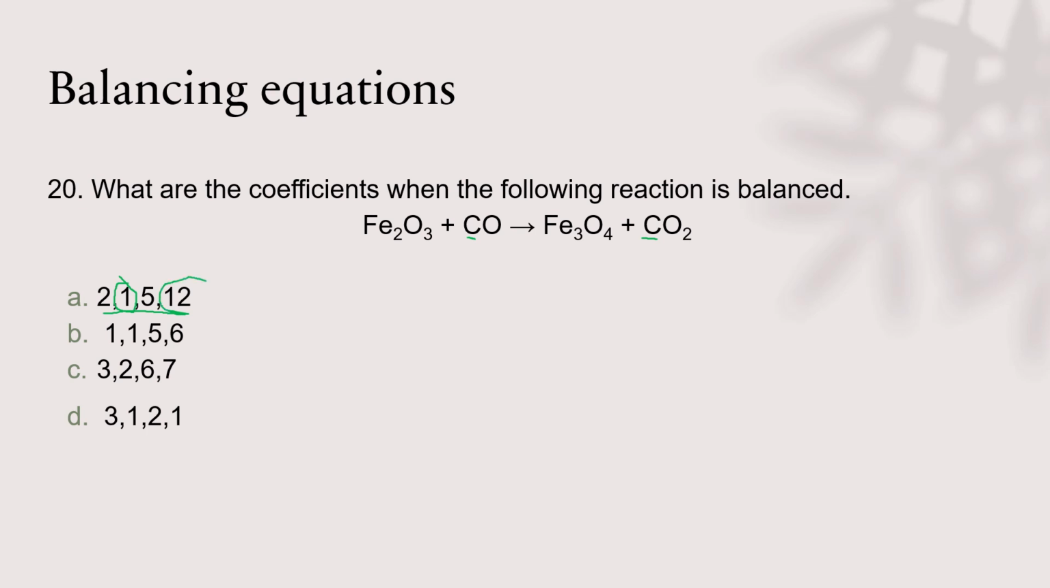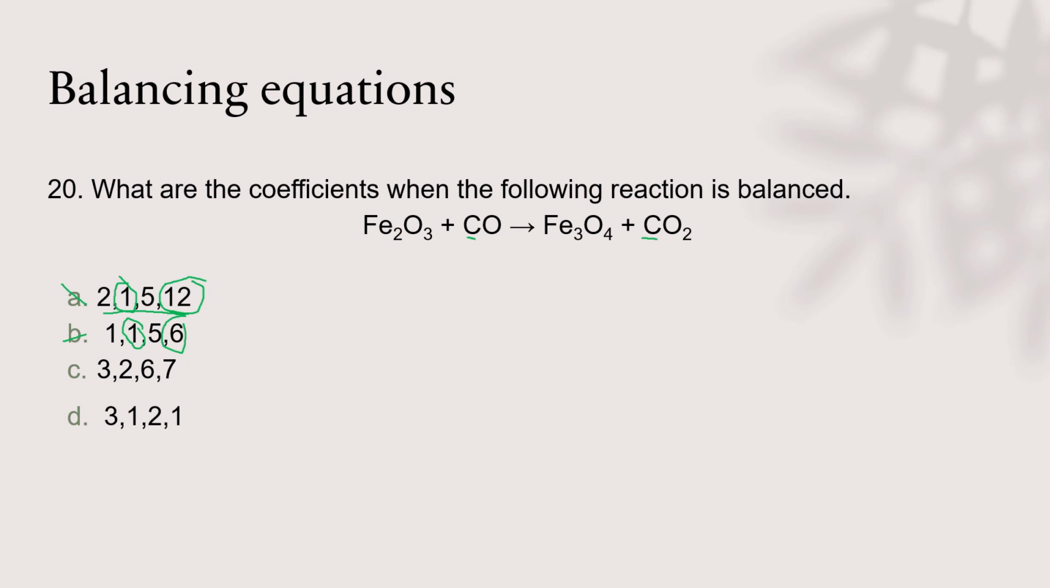That's not going to work for us because that means we'll have 1 carbon on the reactant side and then 12 on the product side. So that's definitely not the answer. Moving to choice B, we have 1 carbon on the reactant side, 6 carbons on the product side. That's also not going to work, right? They have to be equal to each other. So we need the second number and the fourth number to be the same. That's going to give us the right choice.